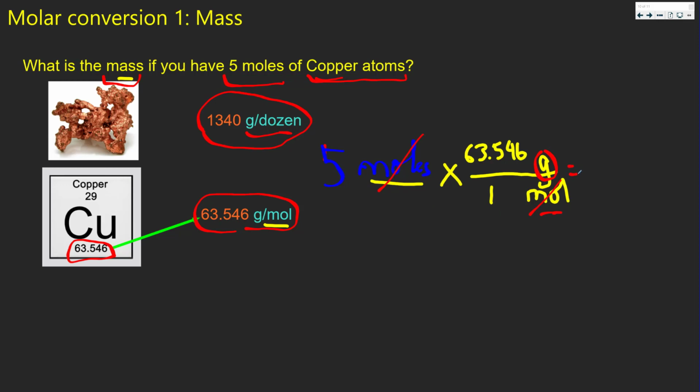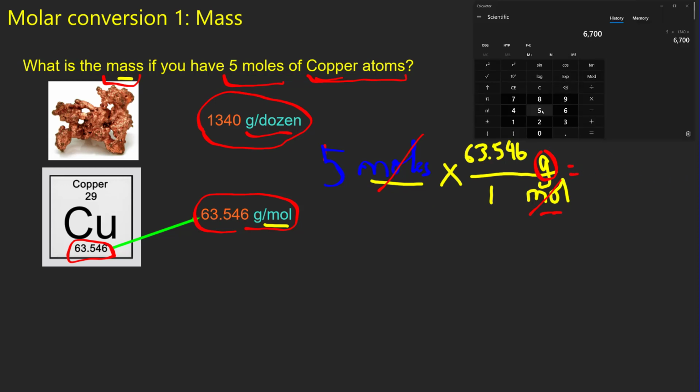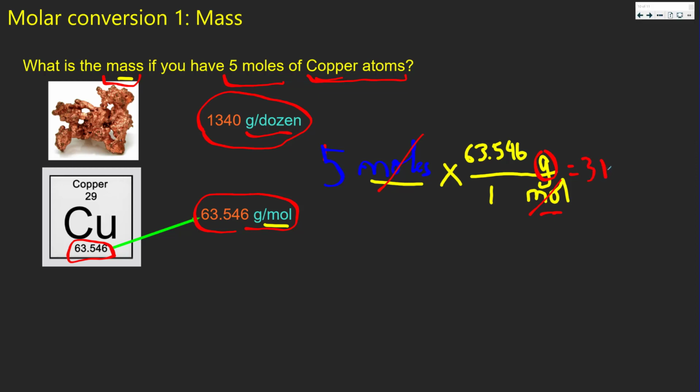So my answer is going to be, let's punch this in, 5 times 63.546. So that's going to be 317.73. And this is grams now, not grams per mole, because my mole units have canceled off. So in 5 moles of copper, you're going to have this mass. So that's pretty heavy for the copper.